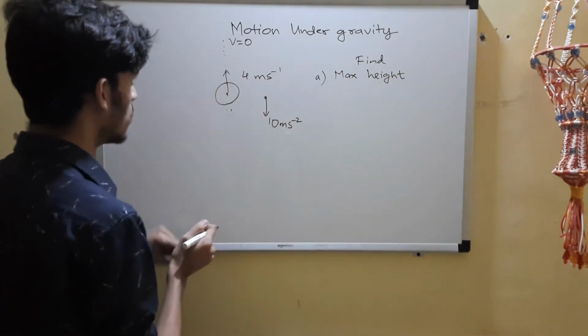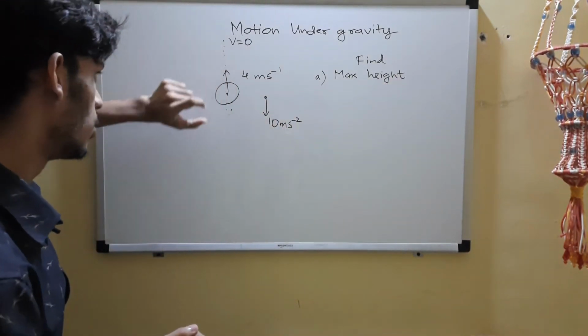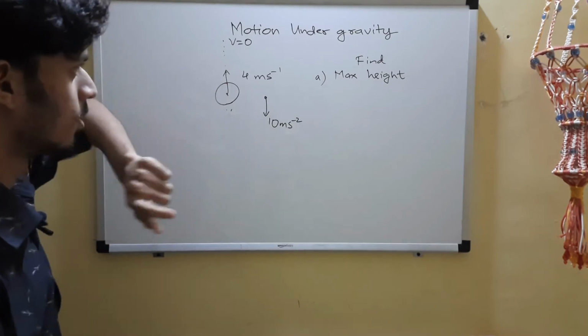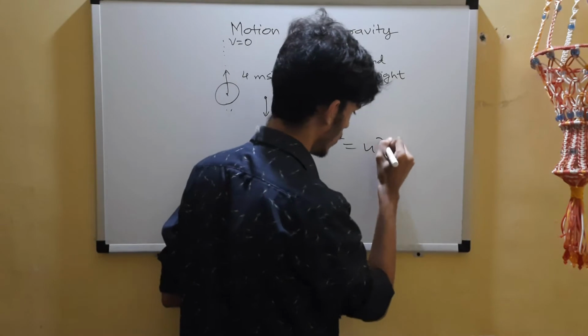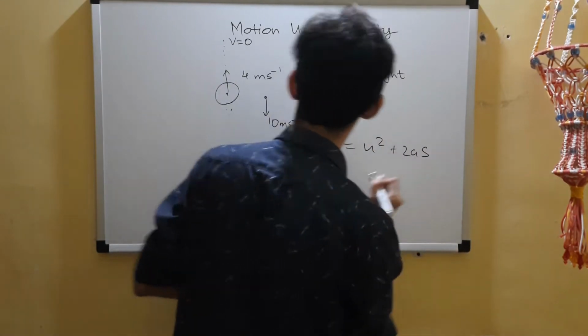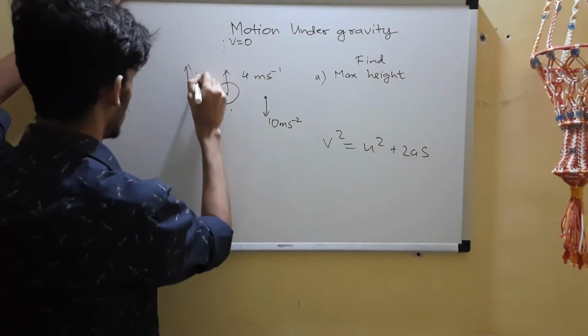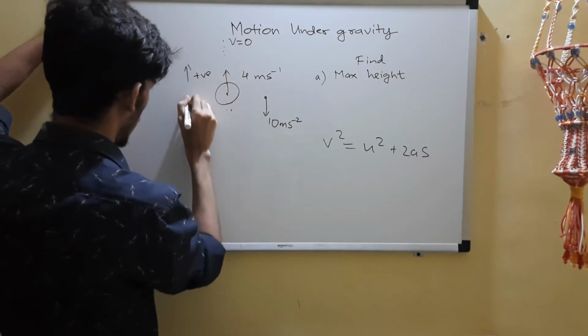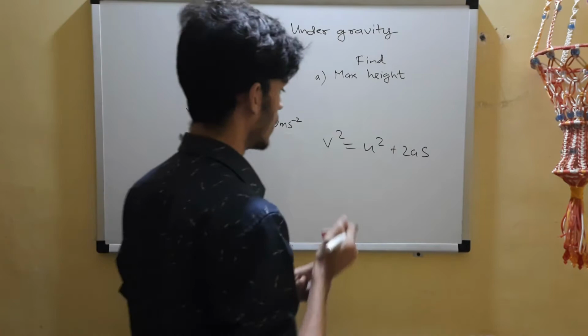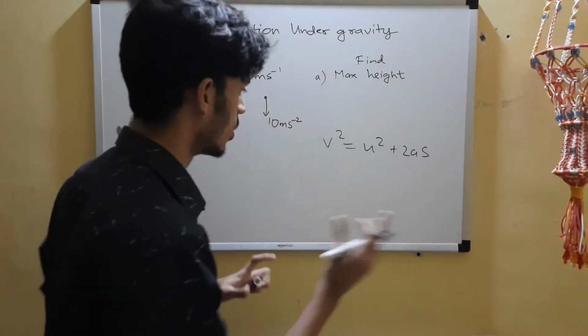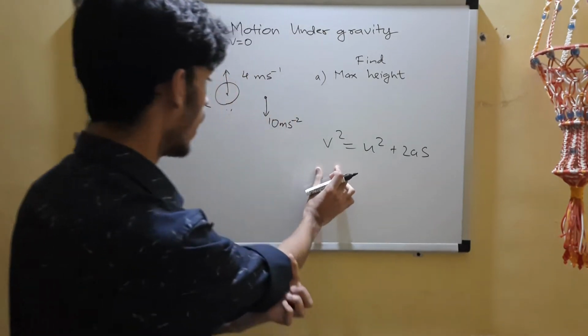Which one will you use? You have v, you have acceleration also. You want the maximum height, so use v squared equals u squared plus 2as. Let's take the upward direction to be positive and the downward direction to be negative. You can also flip it, and you'll get the same answer.